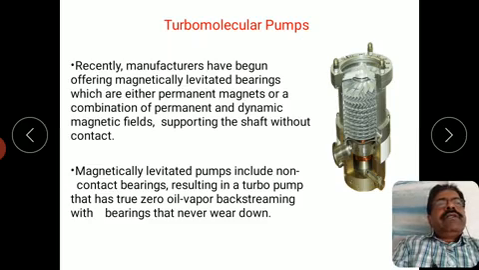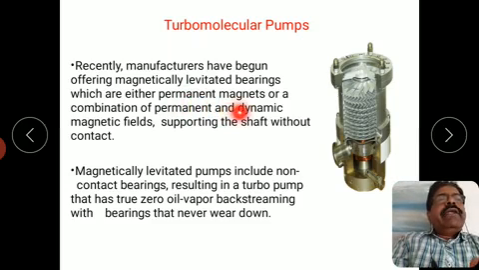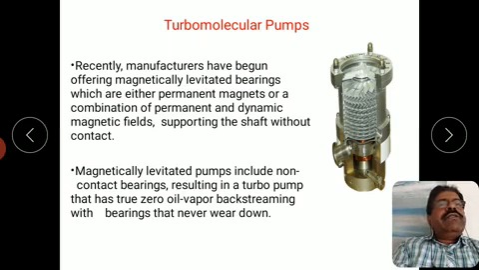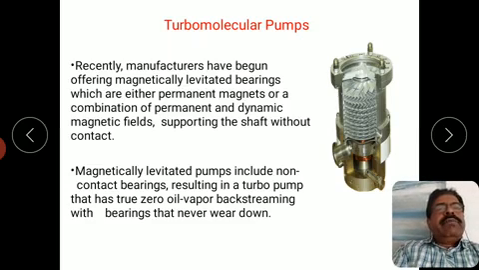But recently manufacturers have begun offering magnetically levitated bearings. So these are the most modern techniques. So there is no physical contact of the shaft. In this particular case, either permanent magnets or a combination of permanent and dynamic magnetic fields are used, supporting the shaft without contact. So levitating means there is a slight distance between the shaft and the magnetic field, like a permanent magnet.